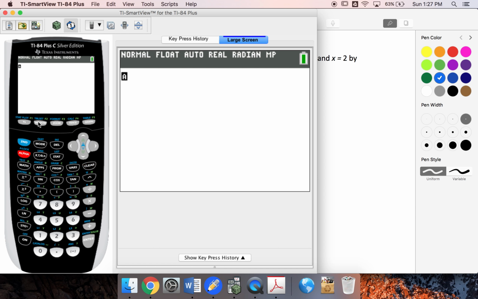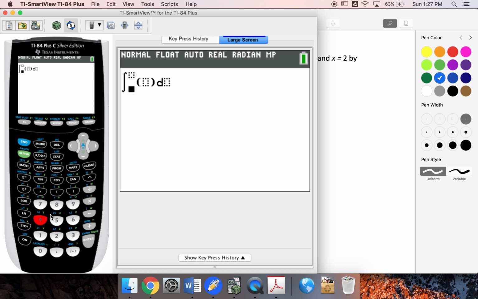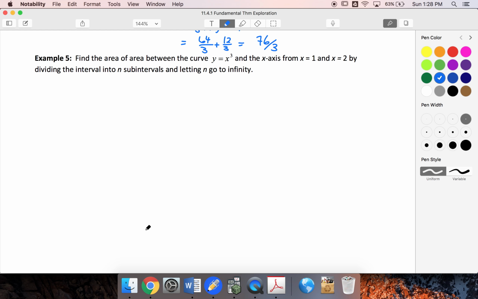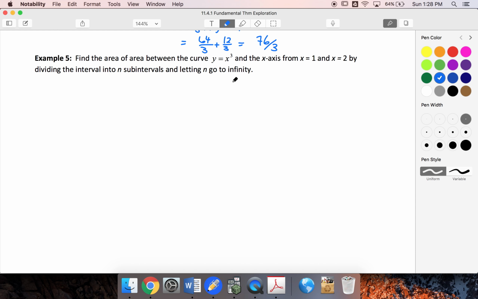The way that I get there, alpha window, fn int. This time I'm going from 0 to 4. My function was x squared plus 1 dx. 25 over 3. We had an answer of 76/3. And sorry, not 25 over 3, 25.3 repeating. Same answer. So let's try this one.